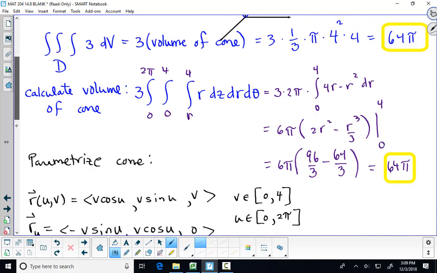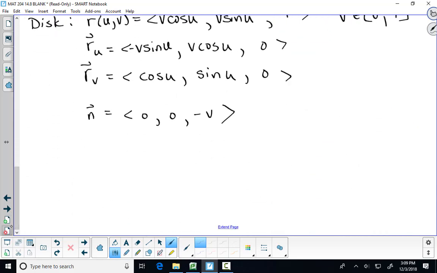So we come down here. This normal is pointing inward, right? Because v is positive between 0 and 4, so it's 0, 0, negative number. So this is the inward normal, which implies 0, 0, v would be the outward normal. That's the one we want, the outward normal.